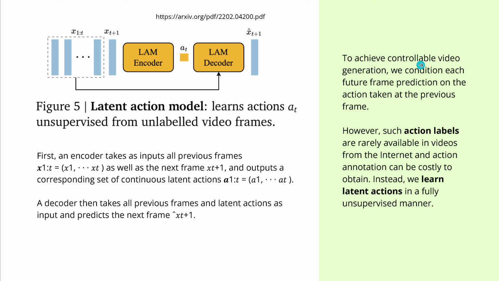So, to achieve controllable video generation, we condition each future frame prediction on the action taken at the previous frame. Such action labels are rarely available in videos from the internet. An action annotation, if you ask a human being, hey, watch this, and then you type in, now this happened, now somebody pressed up, and now somebody pressed down, this can be costly to obtain. So you need an AI system. So the system itself learns the latent action in a fully unsupervised manner. The system learns it by itself.